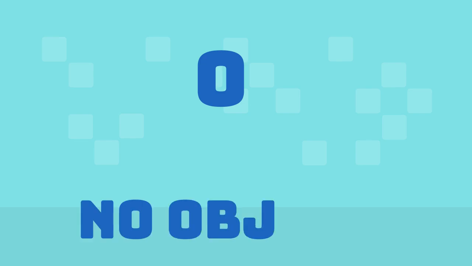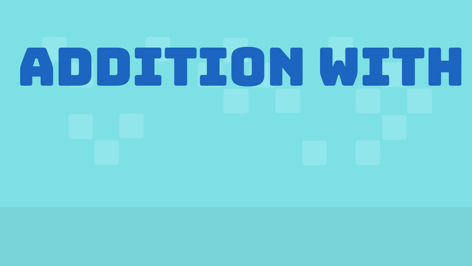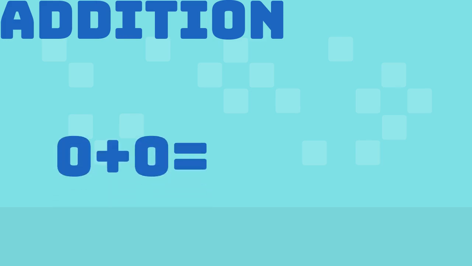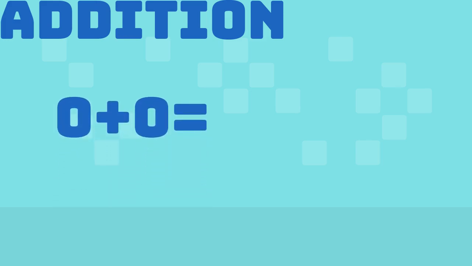Number 0. 0 means no object. Let's learn addition with number 0. 0 plus 0 equals 0.